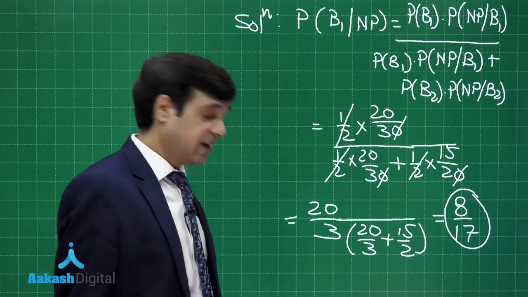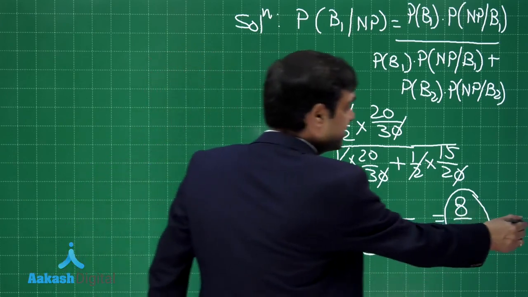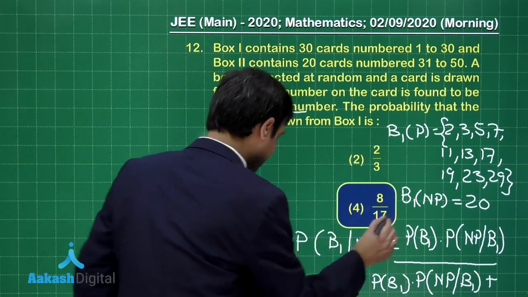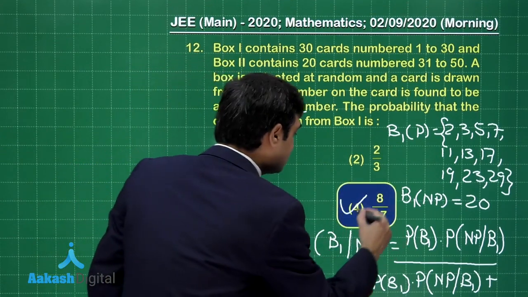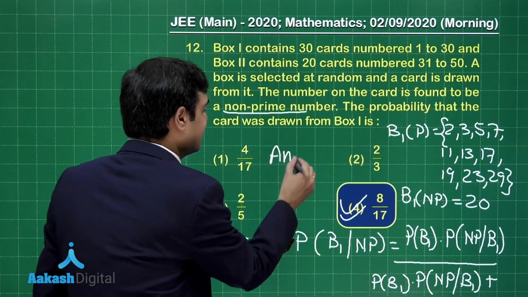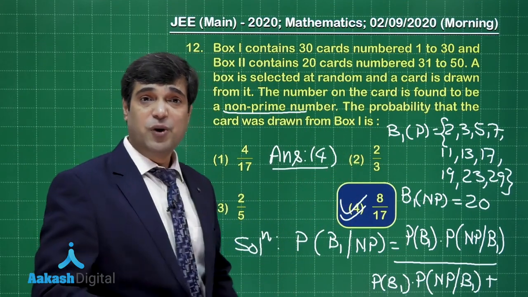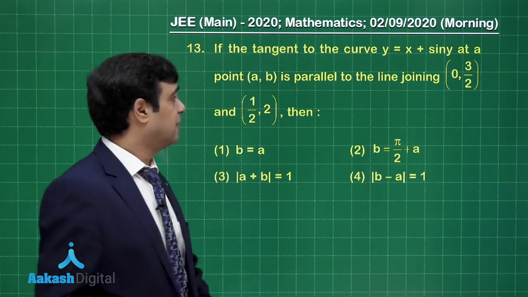So I'm sure this is clear. Let's mark the correct answer from the given options. 8 by 17, that is option number 4. It is clearly the correct one. So write down as the correct answer option number 4. Let's move on to another one, that is question number 13.